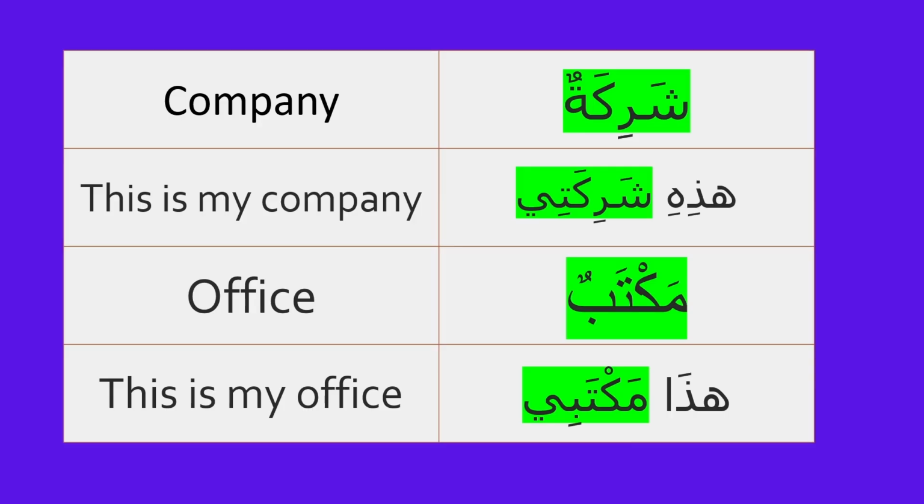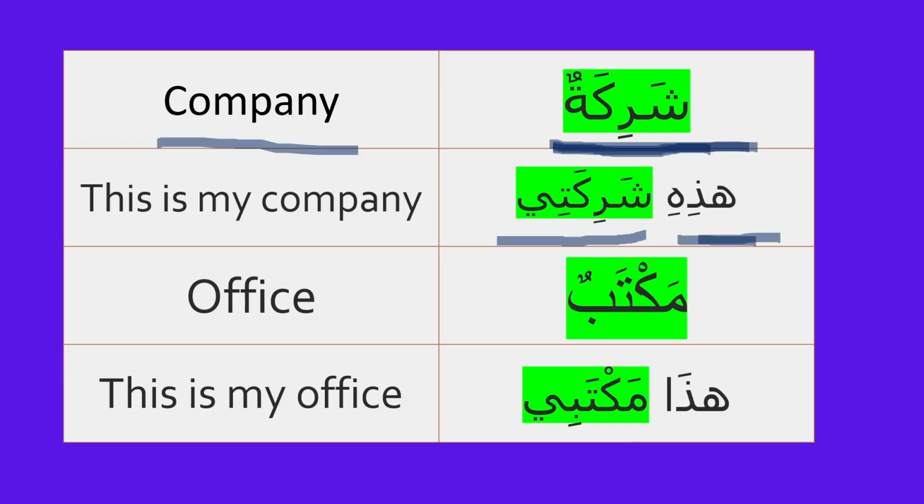First one, sherikatun. Sherikatun means company. Company. For example, hadihi sherikati. Hadihi means this, sherikati, my company. This is my company.